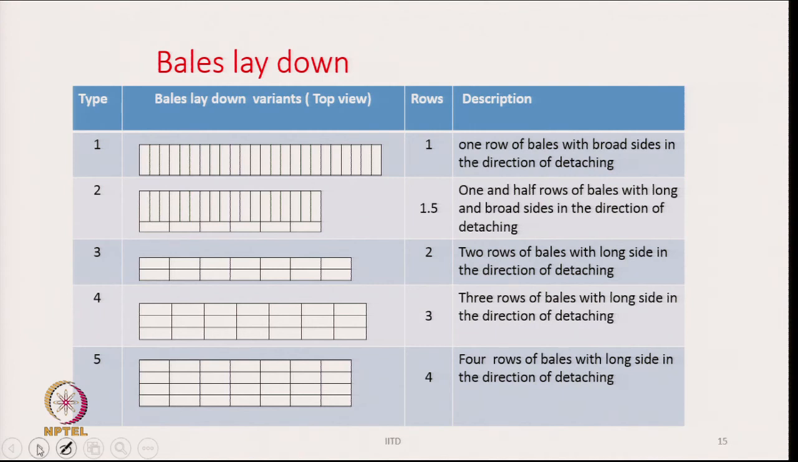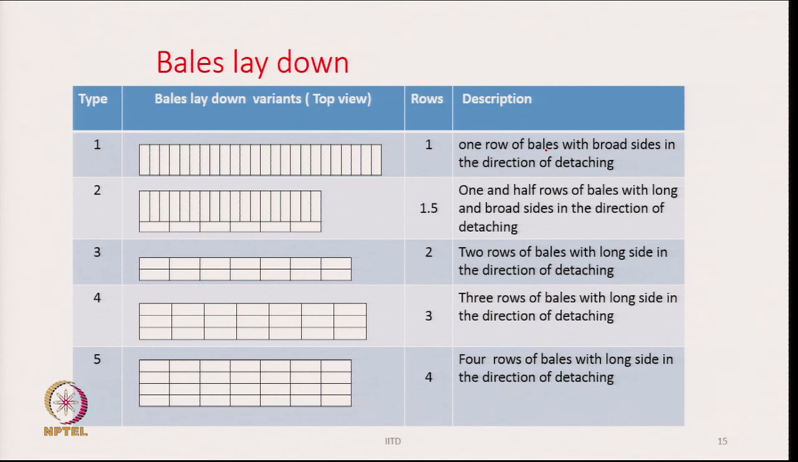Next we discuss the bale laydown. See, there are different types of laydown which a mill can practice. Type 1, only one row. So, one row of bales with broad sides in the direction of the detaching. This is one way of placing the bales.